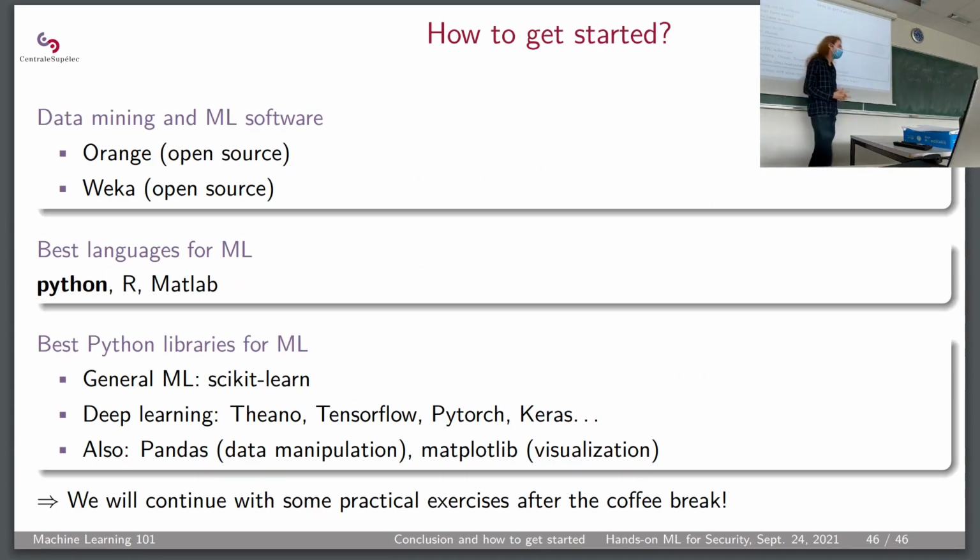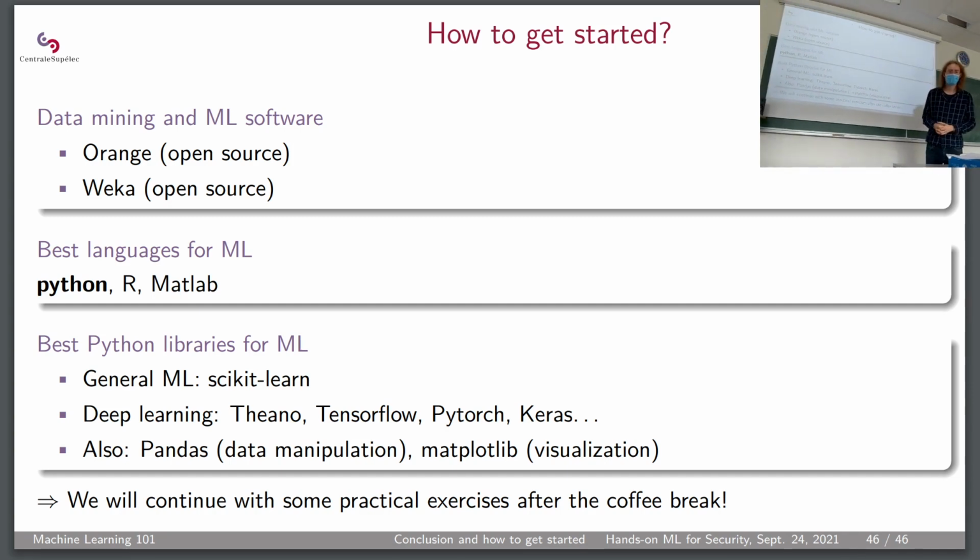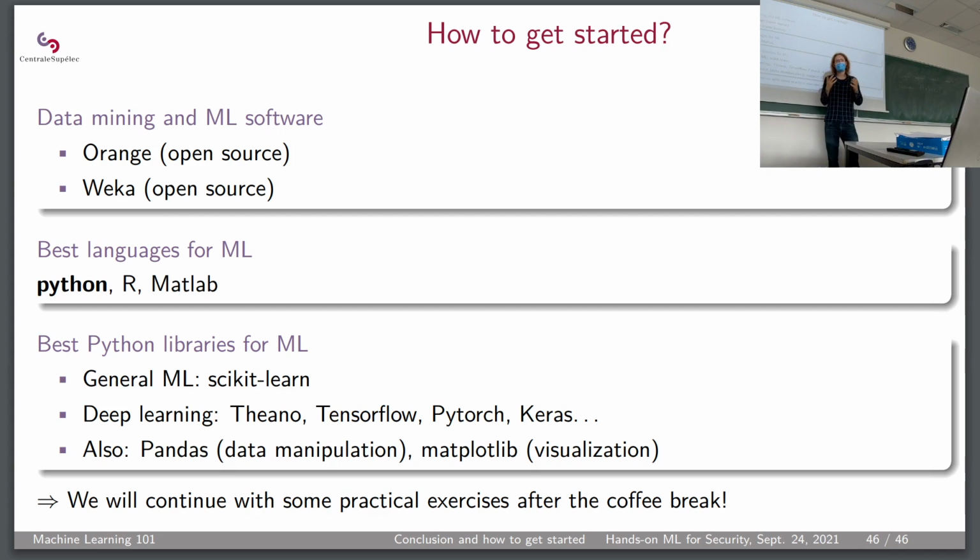How to get started? There is software to use machine learning without programming, for example Orange and Weka. If you want to program, there are three main languages, Python, R, and MATLAB, but the most popular one is Python, by far. Python has very good libraries. For general machine learning, we have scikit-learn. About every example you saw was done with scikit-learn. We have some good deep learning libraries as well, with Theano, TensorFlow, PyTorch, Keras, and so on. And some good libraries to manipulate data and visualize.